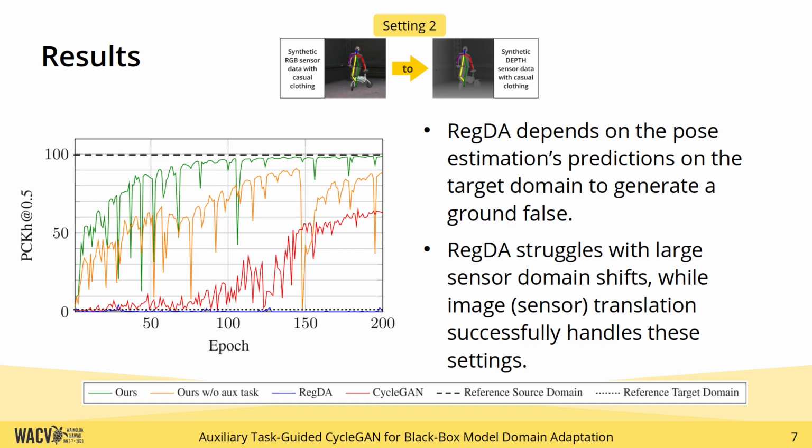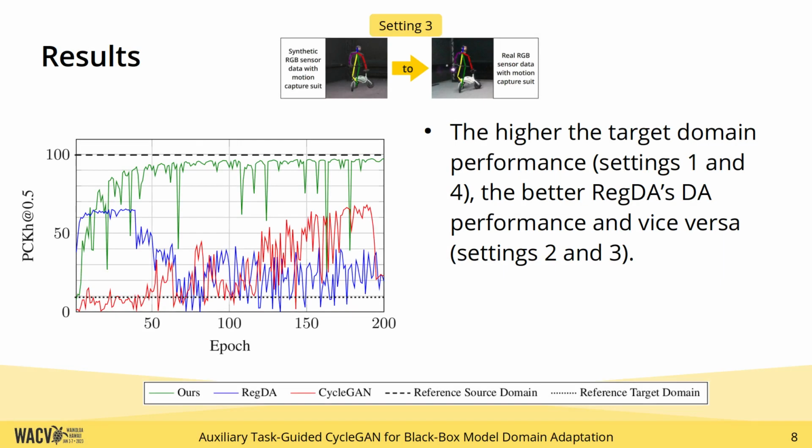Setting 2 shows that RegDA struggles with a large sensor domain shift from RGB to depth data, while this setting is successfully handled by our image translation-based method. The higher the source model's target domain performance, the better the domain adaptation performance of RegDA and vice versa. Again, our image translation-based approach handles the sim-to-real adaptation well in setting 3.